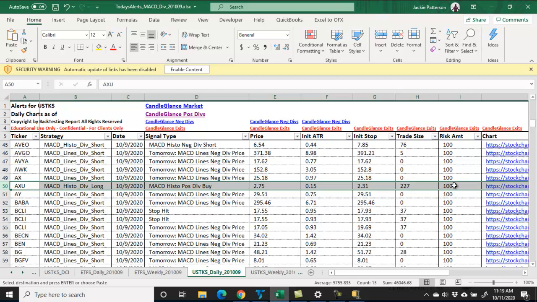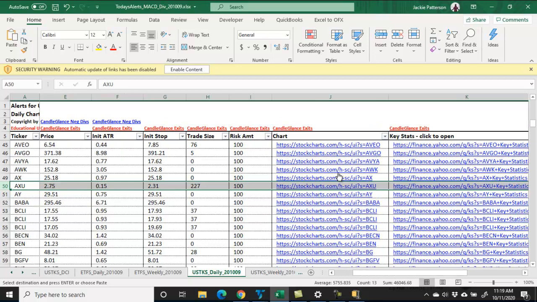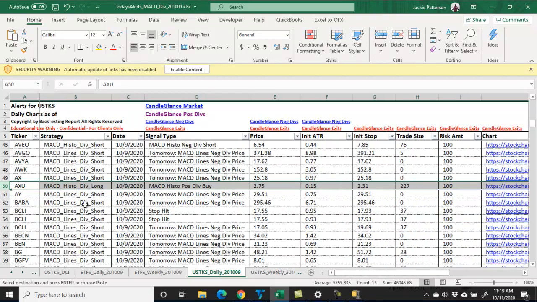So you can scale that up according to whatever your own risk parameters are. It should be easy to multiply by 100. And then there are the links to, again, the charts and the key statistics. And one other interesting signal type is the tomorrow.